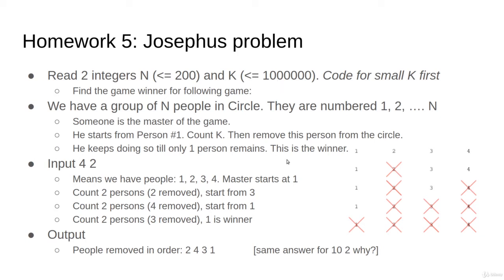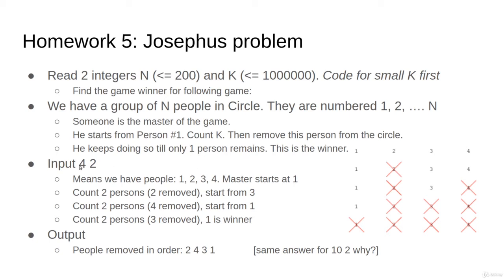We ask people to create a circle from 1 to n. So imagine that we have now 4 people in a circle: 1, 2, 3, 4. There is someone who is called the master of the game. That guy starts at person number 1 and counts k times. And at the kth person, he just removes that person from the circle. The last guy, by the way, is called the winner.